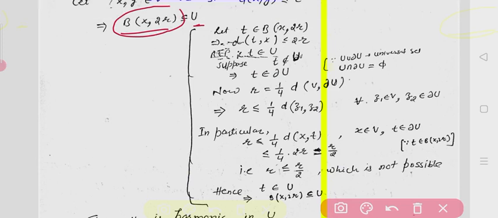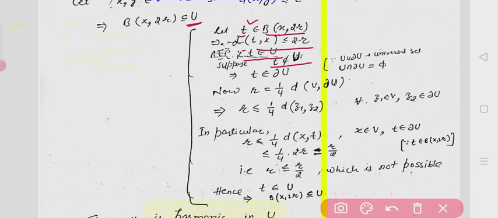Let t belong to that ball B(x, 2r). If t belongs to B(x, 2r), that means the distance between t and x is less than 2r. What you have to show is that t, which is arbitrary here, belongs to U. So that means we have to show that t belongs to U. Now we prove it by contradiction. Suppose that not, t doesn't belong to U.